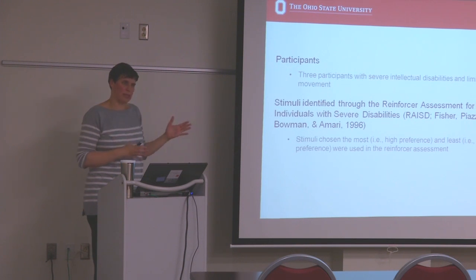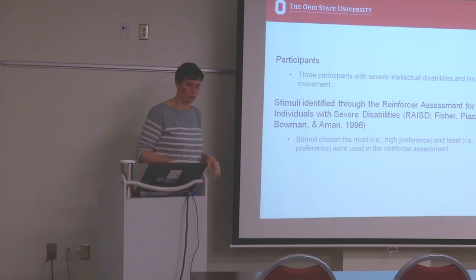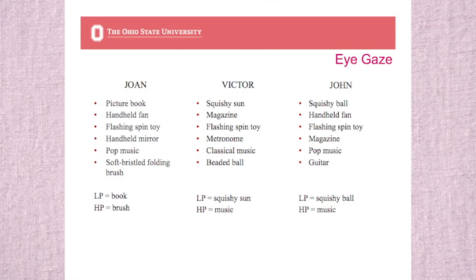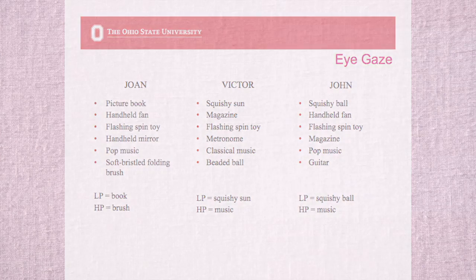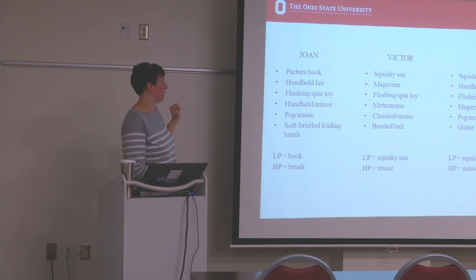And so just like in the previous studies, things that were identified as high preference and low preference, meaning things that were chosen the most and the least, we tested in a reinforcer assessment. So here were the things that we looked at. We had a pretty big variety with this group. And the brushes were actually for brushing their hair, not their bodies. So some of these are not super appropriate, but we went with it.